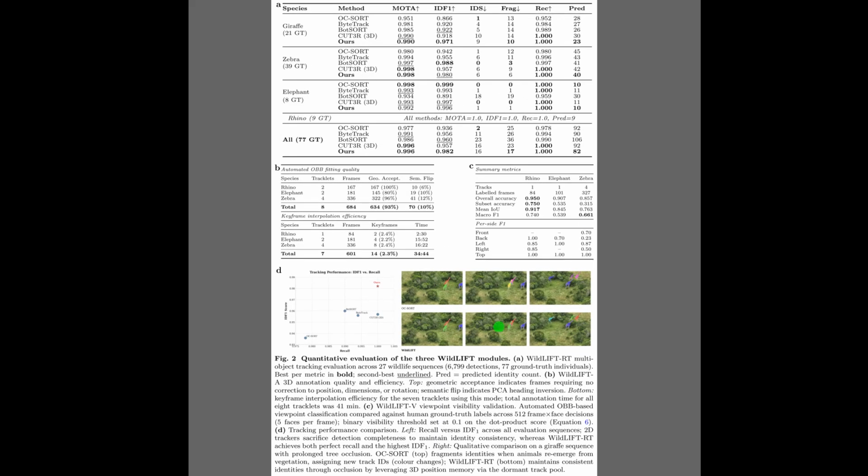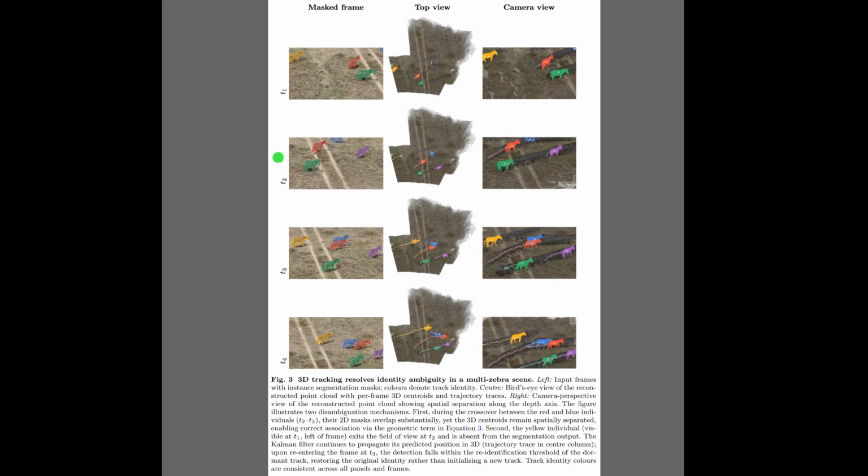Figure 2 puts these 3 modules to the test with quantitative results. Panel A details how WildLIFT achieves perfect recall and the highest identity consistency, outperforming standard 2-dimensional trackers across multiple species. Panel B highlights the massive reduction in manual annotation time, with 93% of automated bounding boxes needing no correction, so users only had to edit about 2% of the frames. Finally, Panel D shows how WildLIFT maintains consistent tracking identities through severe tree occlusions, whereas standard 2-dimensional methods just lose the animals.